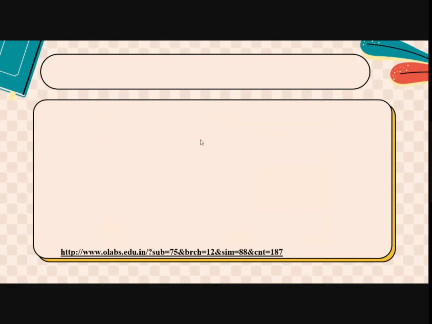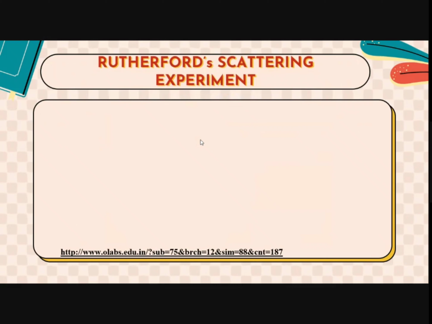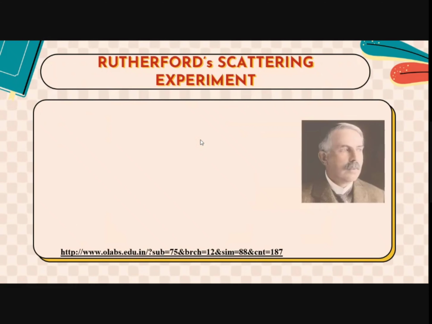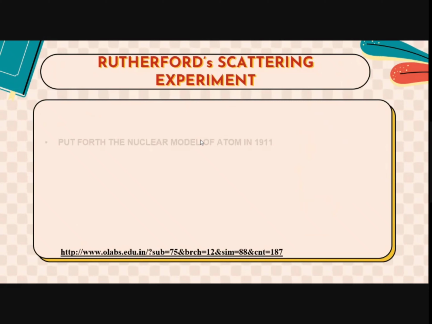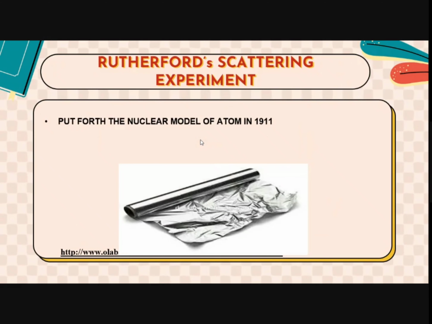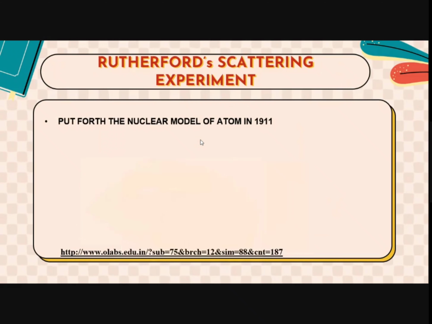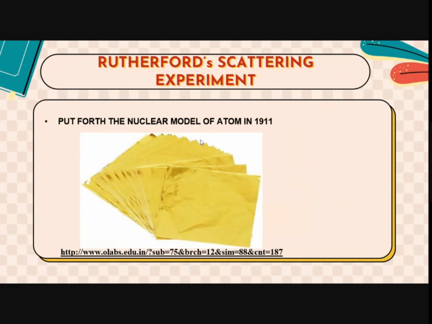Okay, students. So that was about Sir J.J. Thomson. But there comes another scientist. His name was Rutherford. Rutherford performed an experiment known as the Rutherford scattering experiment. That is this picture over there. He put forth the nuclear model of an atom in the year 1911. I think you all know what this is, right? This is an aluminium foil, correct? But he used something similar, a gold foil, for this experiment.